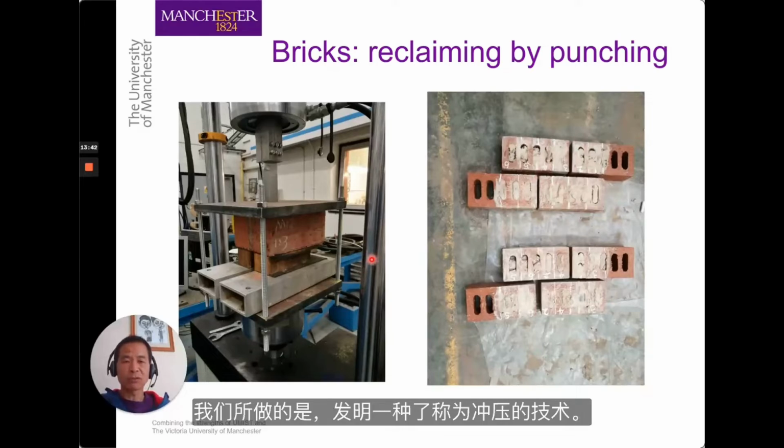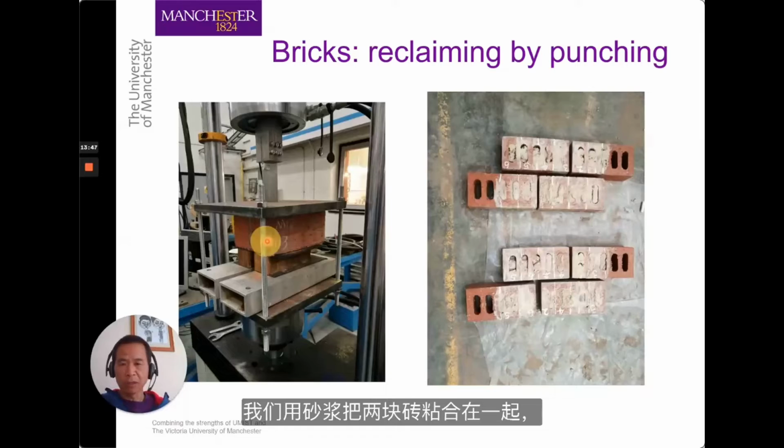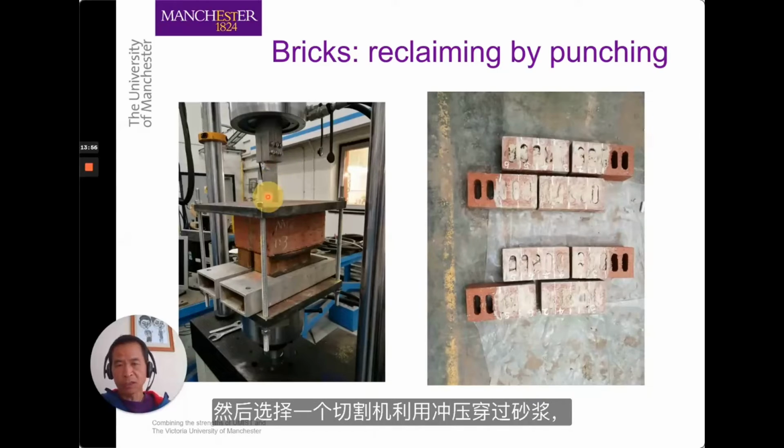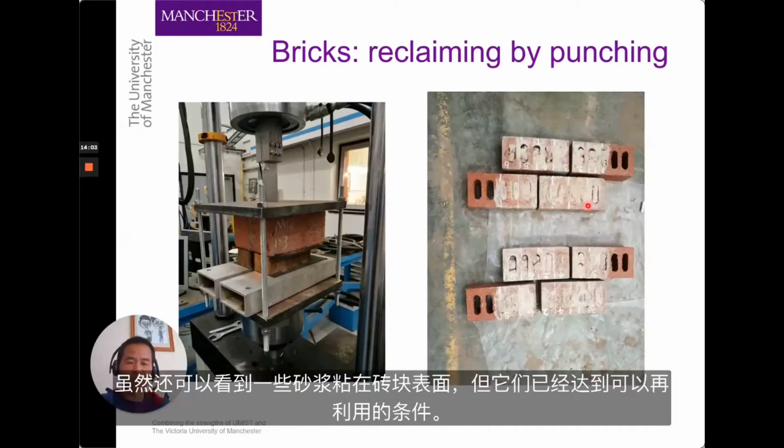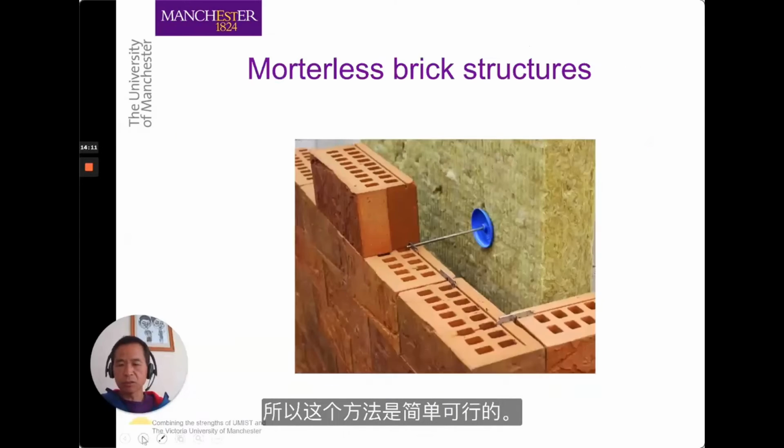So what we have done is invent this so-called punching technology. Here you have two pieces of brick, and they are bound together using mortar in here. So what we did was choose a cutter to punch it through the mortar. Here's the result of that punching process. You can still see some mortar stuck on the surface of the bricks, but they can then be used as even new bricks. So that's easy to do.